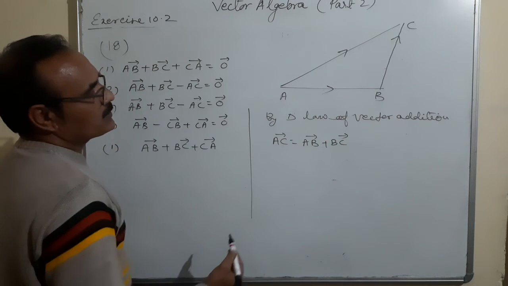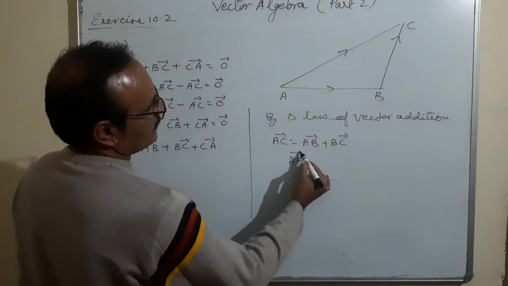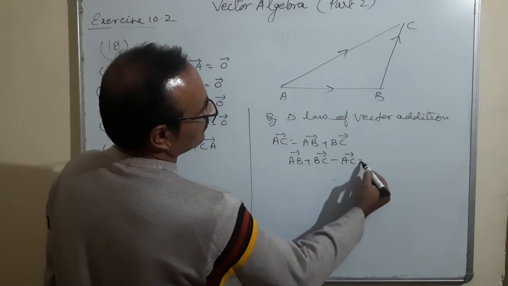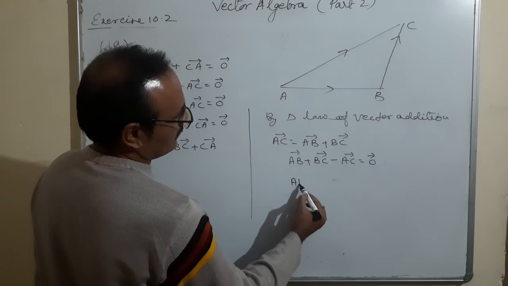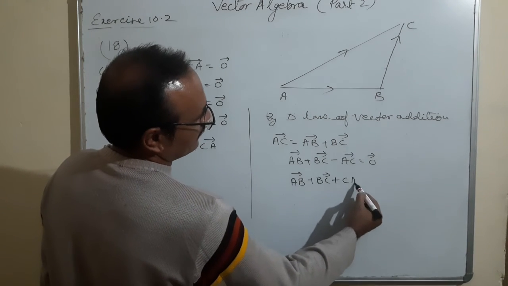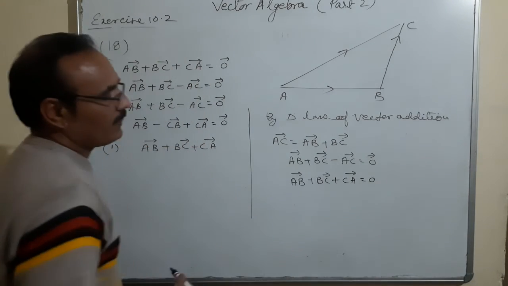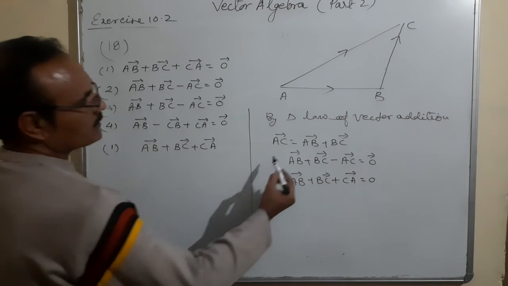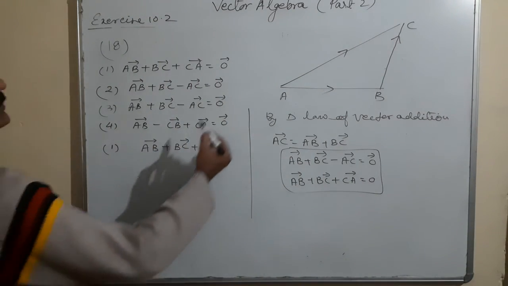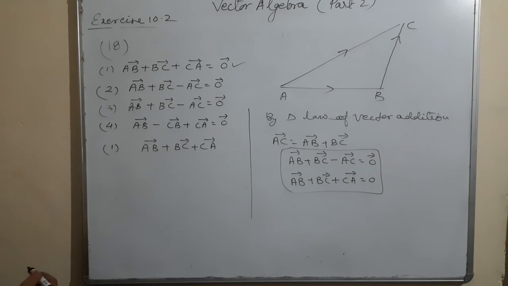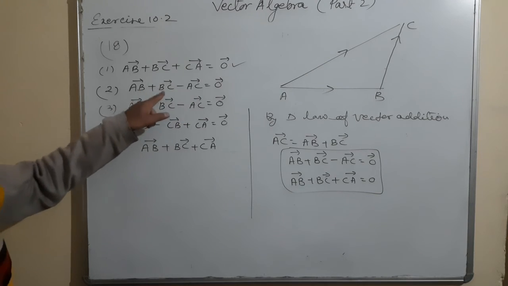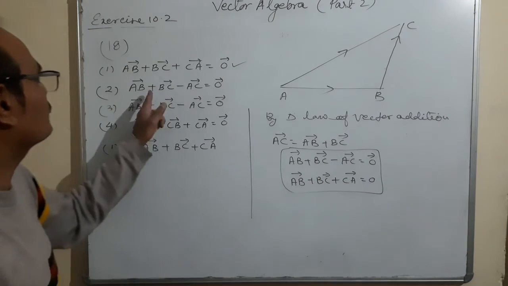Okay, so AB plus BC minus AC is equal to 0 vector, or AB plus BC plus CA is equal to 0. Is it okay? So these two terms are clear by triangle law of vector addition. AB plus BC plus CA is equal to 0. One is true. AB plus BC minus AC is equal to 0.